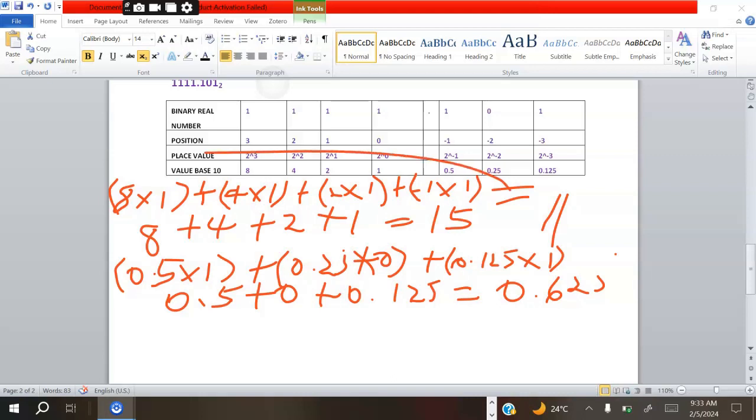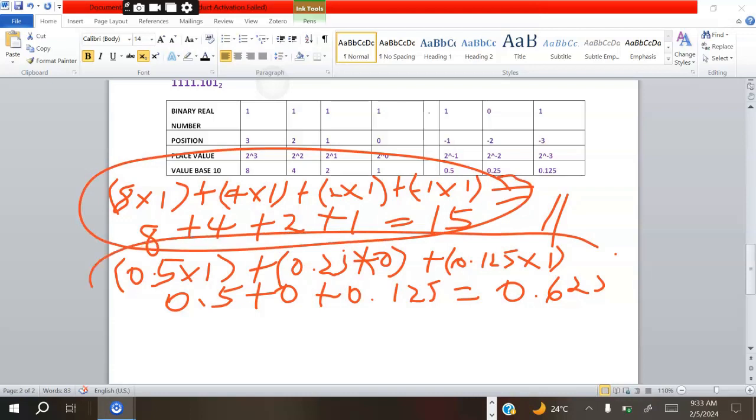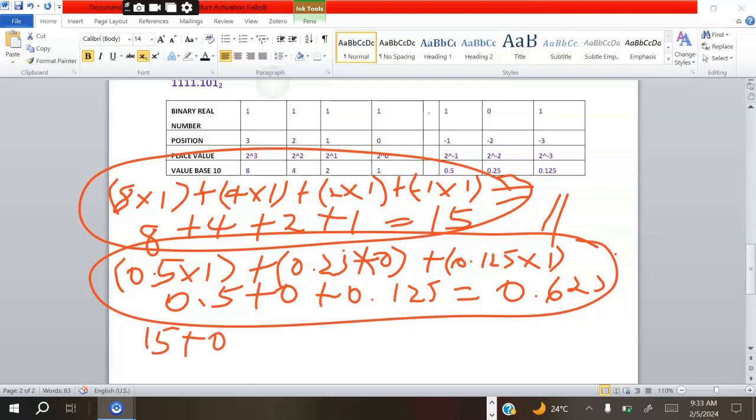This is the first group. This is the integral. Then you add the other part, which is the fractional. So the integral is 15 plus the fractional, which is 0.625. And this is going to give us 15.625 base 10. And this is now the final answer.